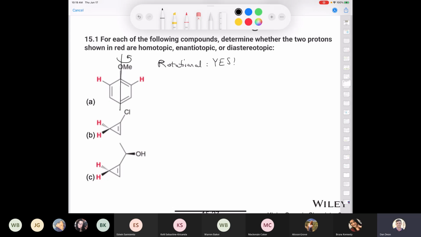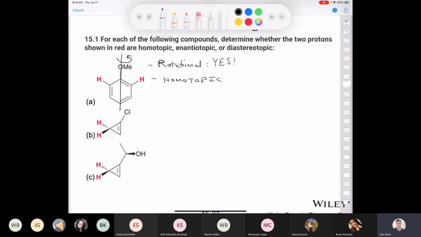They're homotopic, exactly. So these protons are homotopic. Yes. There we go. So homotopic. The next one, there is no axis of rotational symmetry here, right? If I was to draw a line here, for example, and rotate that, I don't get the same thing, right? However, there is a plane of symmetry in here, right?